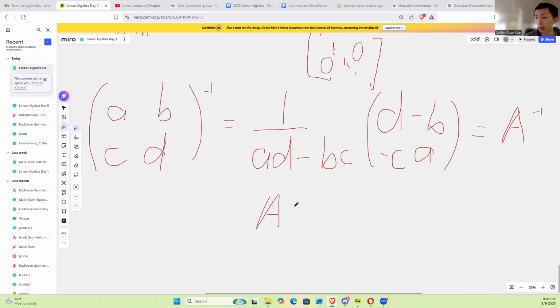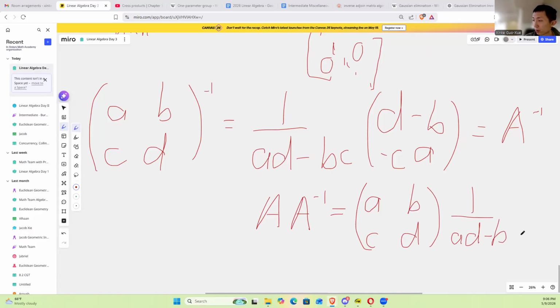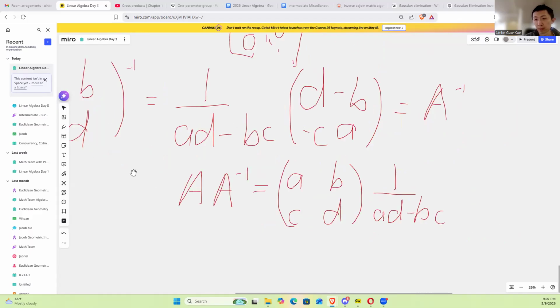So A times A inverse, where A inverse is 1 over the determinant times D, negative B, negative C, A. This 1 over the determinant is just a scalar, so we can move it up front.